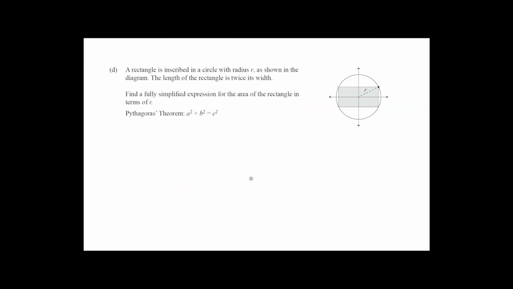This next one caused a bit of consternation, I know, from people who sat the exam. So a rectangle is inscribed, meaning the corners are on the circle, with a radius r, as shown in the diagram. The length of the rectangle is twice its width. So we're going to say that this is the length from here to here, and this is the width. This bit here is the thing you really want to get out of that. Not so much that you should know what Pythagoras' theorem is. All right, let's have a look at what that means.